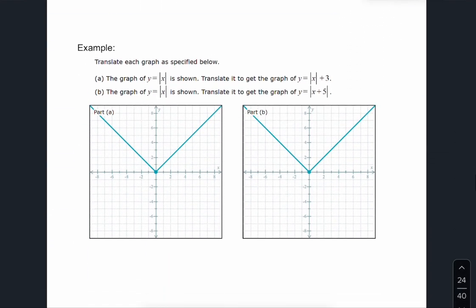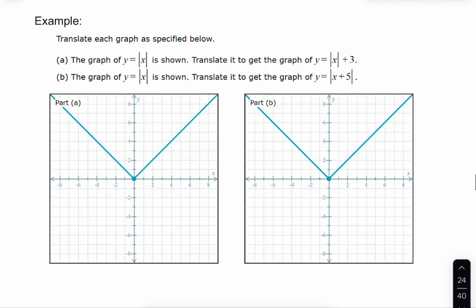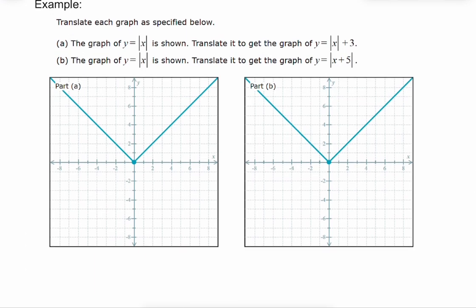So if we look at this example, it says, translate each graph as specified, and it says that the graph of the absolute value parent function is shown, and then we're going to translate it. Okay, so let's do what I talked about for each one of these examples.